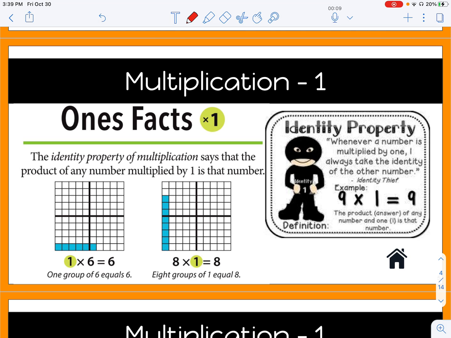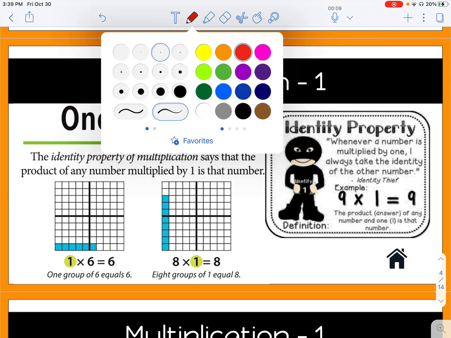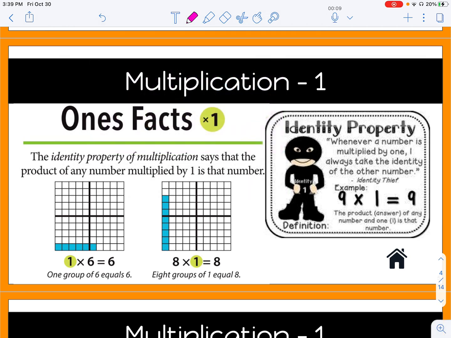Now, when we move up to the ones, I'm going to change my color here. The ones facts. So it says the identity property of multiplication says that any number multiplied by 1 is that number. So we call it the identity property because it's kind of stealing the identity of the number. And so that's why you see this little thief looking guy right here. Okay, so we call him the identity thief.